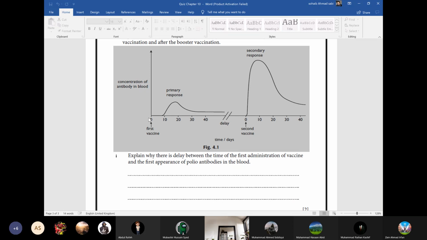Another thing was that this time period, where there is a delay in production of antibodies or a delay in the immune response, is called the incubation period. What is this time period called? Incubation period. All right, boys. Understood, everyone? Yes, sir.